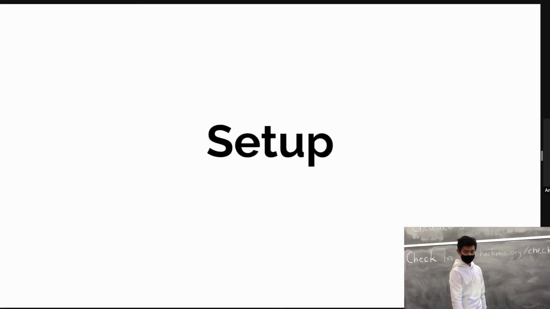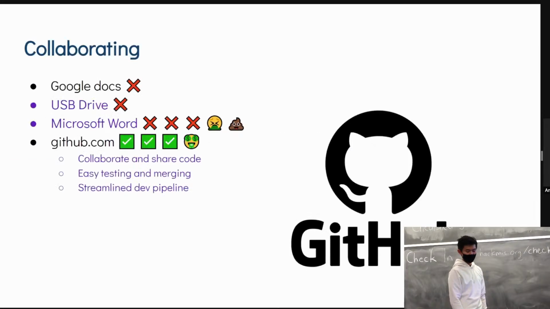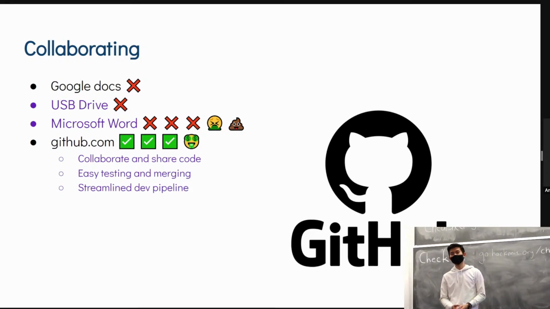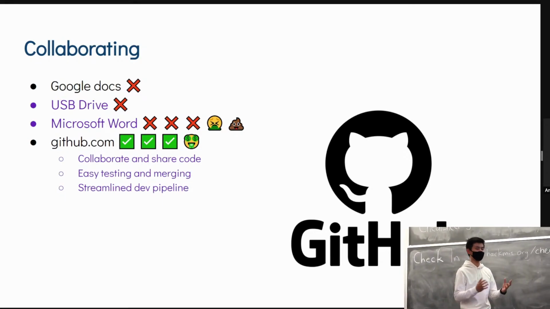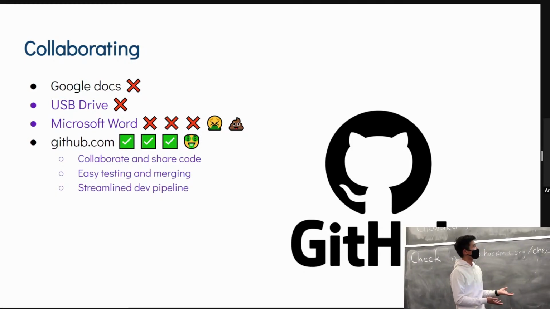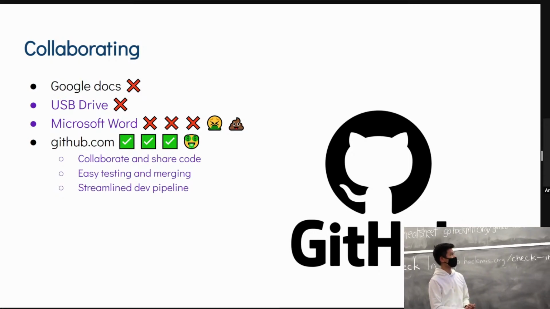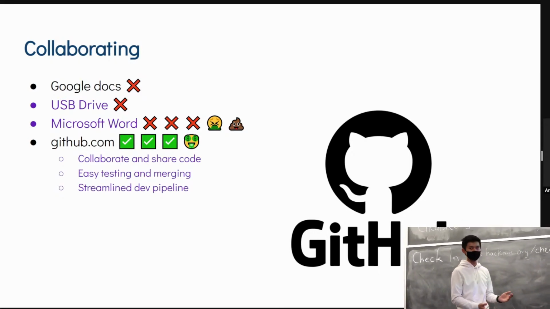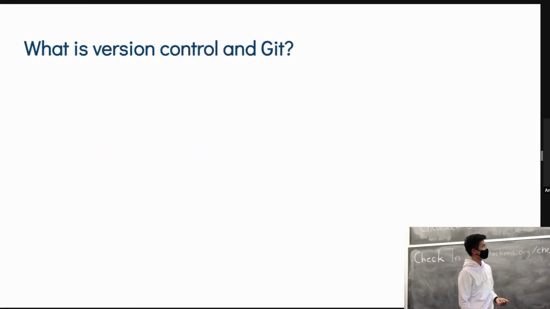So, setup. Something that's very important in coding is collaboration. As you know, most things that are done in the tech world are not done alone. They're usually done with a large team. You work with a lot of brilliant, smart people out there. So there are definitely a lot of tools for collaboration: Google Docs, USB drives, Microsoft Word, but the one that people use to code is GitHub, because GitHub allows for all these great features.